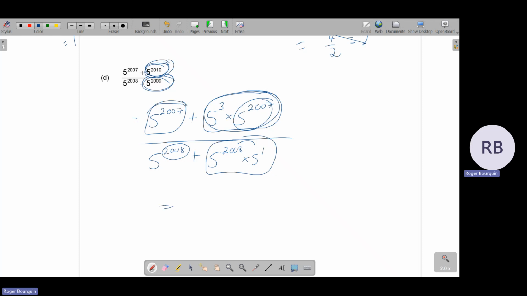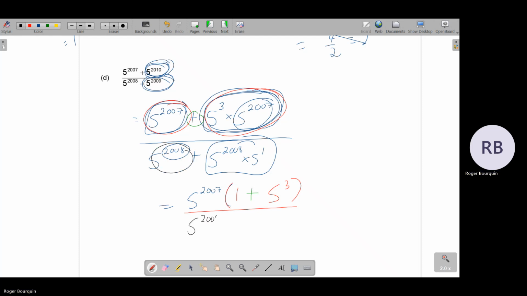Now at the top, there are two terms. There's a common factor of 5 to the 2007. What I have to times 5 to the 2007 by to get back to itself is 1. Then I've got this plus sign, and I've taken out 5 to the 2007, so I'm left with 5 cubed. At the bottom, I've got a common factor of 5 to the 2008 in both terms. To get back to itself, I've got to times by 1. Then I've got this plus sign, and to get back to this term, I've still got that 5 left over there.